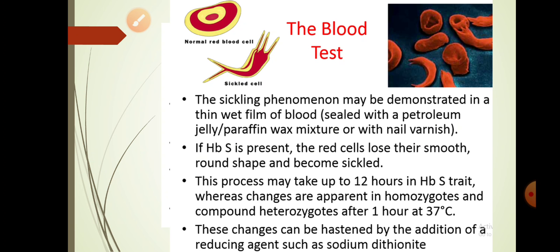In the blood test, the sickling phenomenon may be demonstrated by a thin wet film of blood sealed with a petroleum jelly or paraffin wax mixture. If sickle hemoglobin is present, the red cells lose their smooth contour shape and become sickled. This process may take up to 12 hours in sickle trait, whereas changes are apparent in homozygotes and compound heterozygotes after 1 hour at 37 degrees centigrade. These changes can be hastened by the addition of a reducing agent such as sodium dithionite.